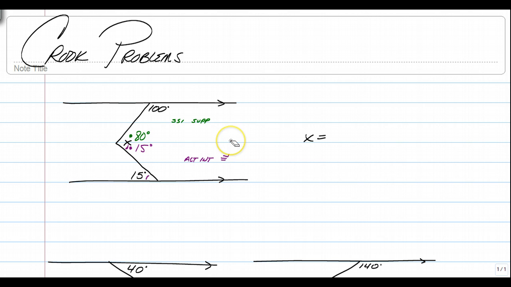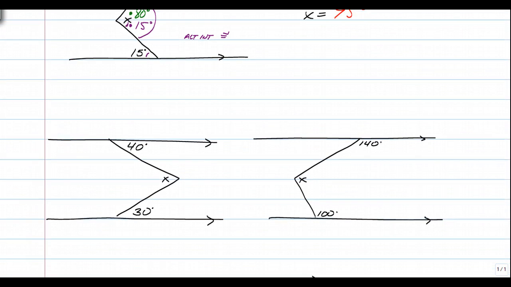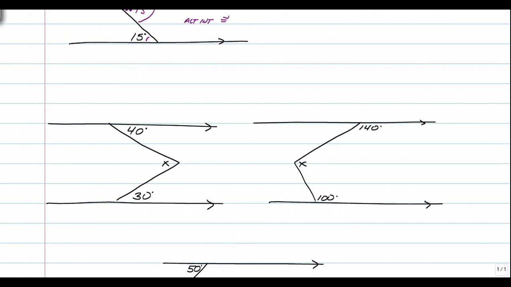So now let's just take away that blue line, and this angle is made up of an 80 and a 15 degree angle, which means we add them together, and that angle is 95 degrees. And really that's it. To do a crook problem, all you have to do is draw a third line that is parallel to the two and use alternate interior or same side interior angles.